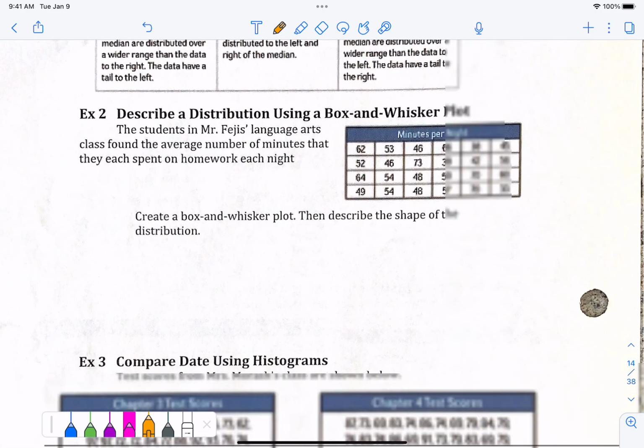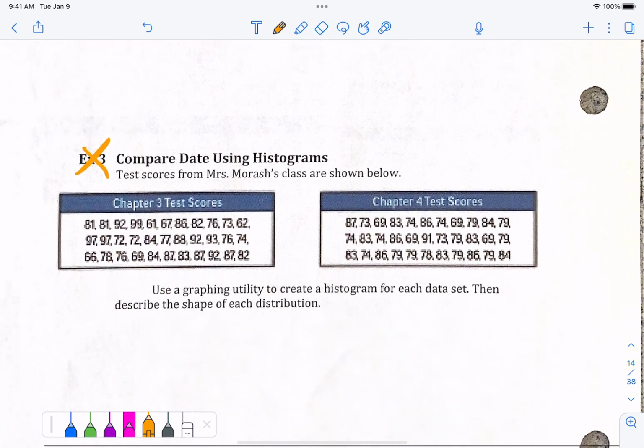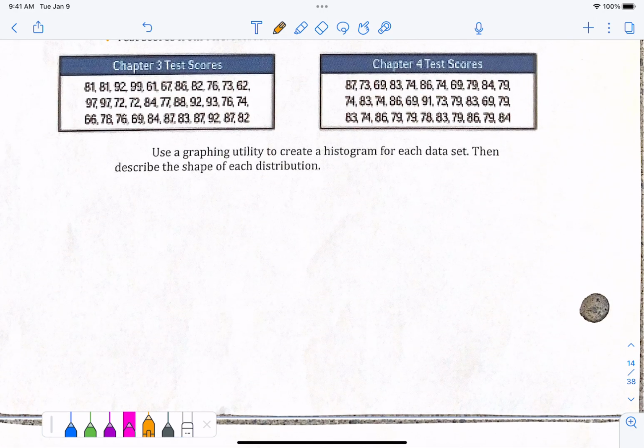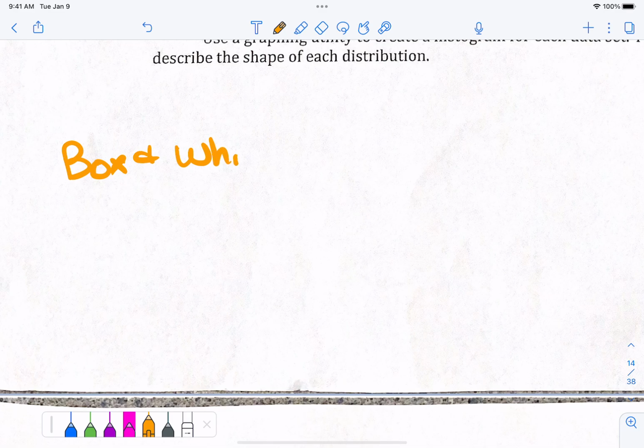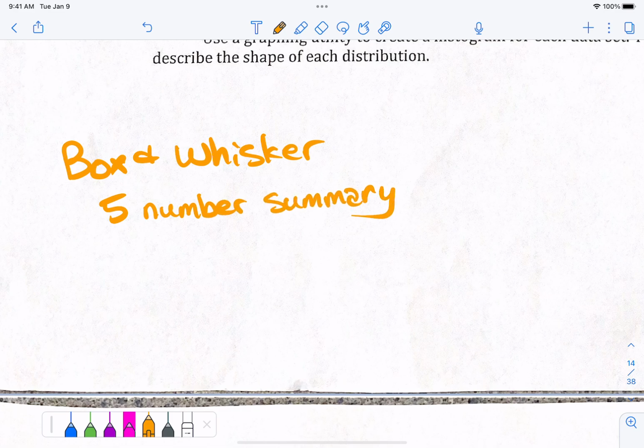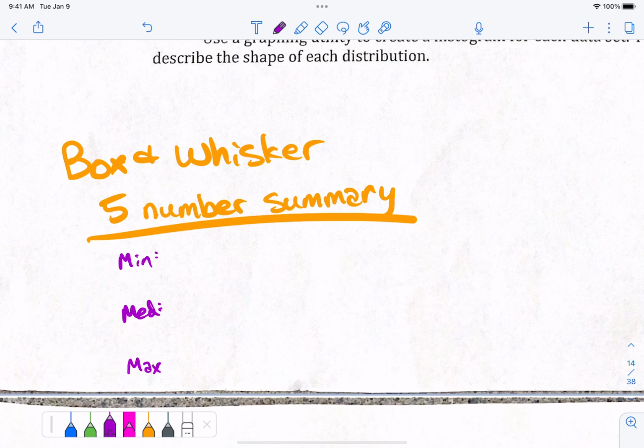All right, down here, we're not going to do example 2, we're not going to do example 3, we're going to do example 4 on the back side, but I'm going to write some stuff down on the bottom here. When you're doing a box and whisker plot, you need what's called the 5-number summary. There are 5 numbers that you need to know for the 5-number summary, and they are the minimum number, the maximum number, the median, which is the middle number, and then you have what's called your Q1 and your Q3.